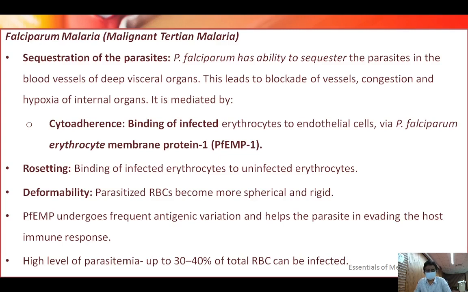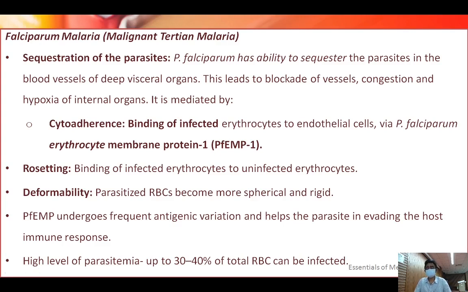Why does it cause a serious infection? One reason is that Plasmodium falciparum can affect all stages of RBC, right from the immature to the most mature phases. So almost all RBCs in every age group can be infected, and a large number of RBCs can be infected. You can see a high level of parasitemia, around 30 to 40% of the total RBCs of a human, which means a lot is infected. So if you have such a high degree of parasitemia, definitely it is going to be very difficult.